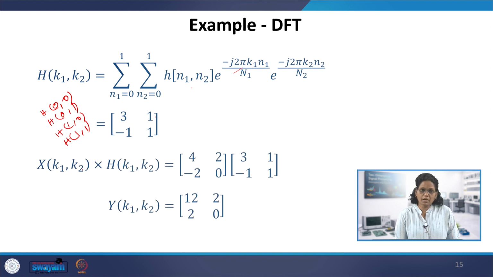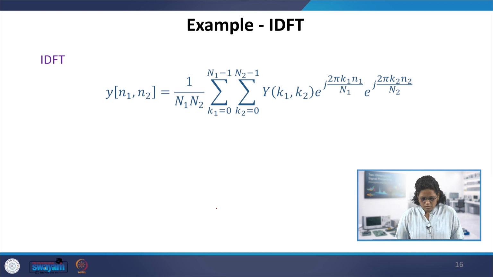Then if you multiply this X and H in the frequency domain, what we obtain are the DFT coefficients. That is not the matrix multiplication. We should note down this is the point-wise, I mean the element-wise multiplication. So 4 into 3, this is 12, and 2 into 1, the corresponding positions are multiplied, minus 2 into minus 1, this is 2, and 0 into 1 is 0. Okay. So Y of k1 comma k2 we get is 12, 2, 2 and 0.